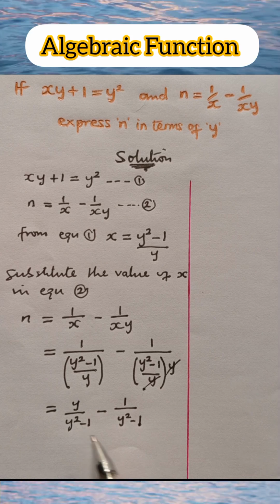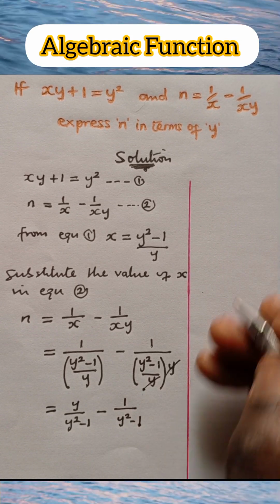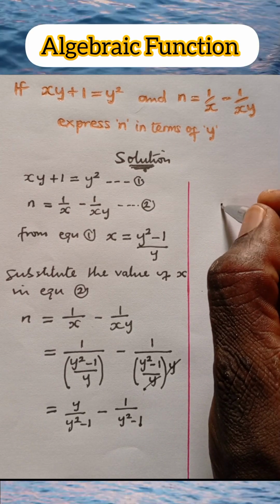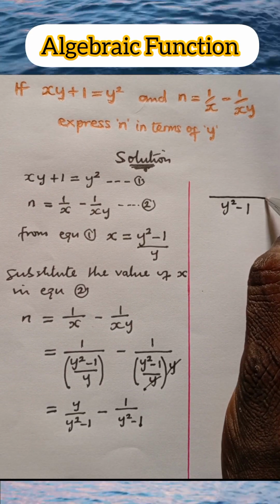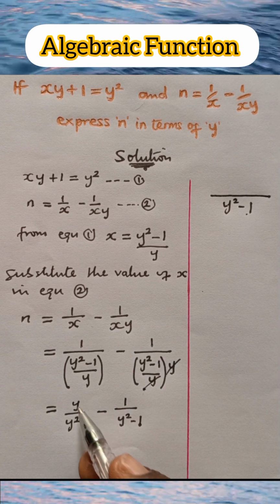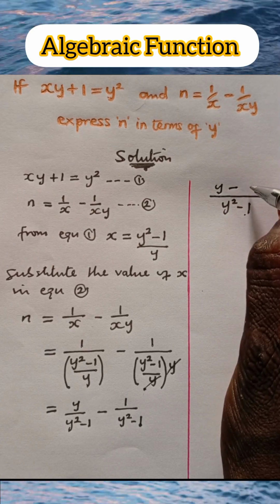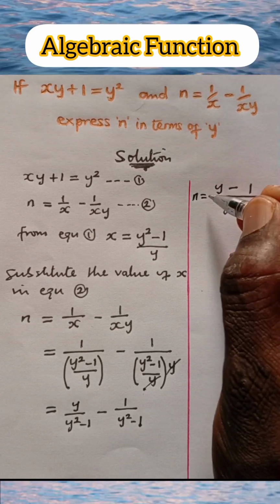So we are going to simplify this now. The LCM of the denominator is y squared minus 1. So we'll come here and write as the LCM y squared minus 1. Here, y squared minus 1 divided by y squared minus 1 is 1. Multiply y is y. Similarly, here we have 1. n equals this.